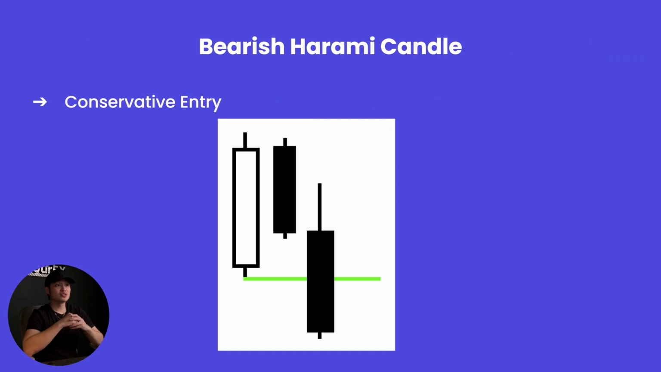Next, let's move to the bearish harami candle. As usual, there is a conservative entry and an aggressive entry. Same case: the third candle, or the candle after the small candle, has to break below the low of the mother candle here, and close below the mother candle's low position. That is the technique for the conservative entry.